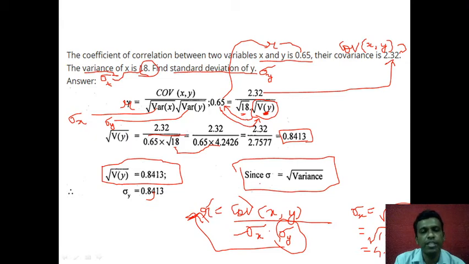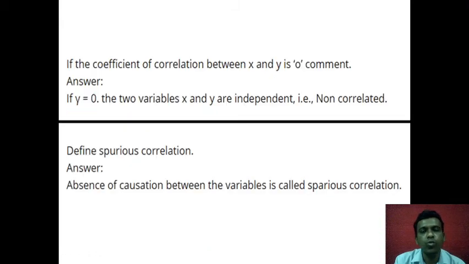Let's move to the next problem. In fact, two very small theory questions can come in the 2 mark section. The question goes like this: if the coefficient of correlation between x and y is 0, comment.